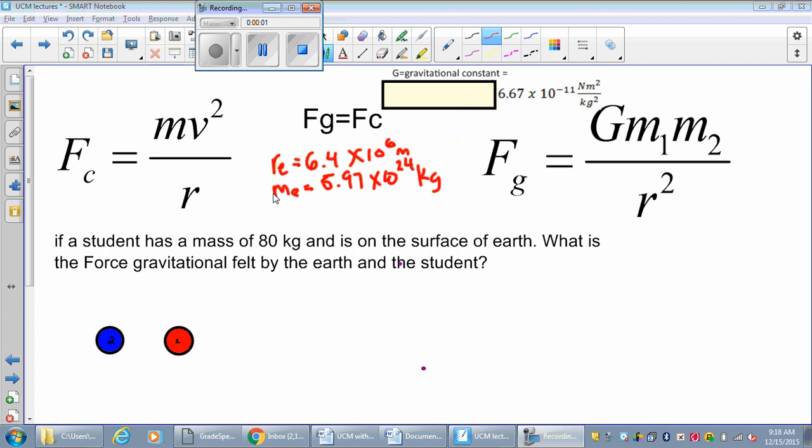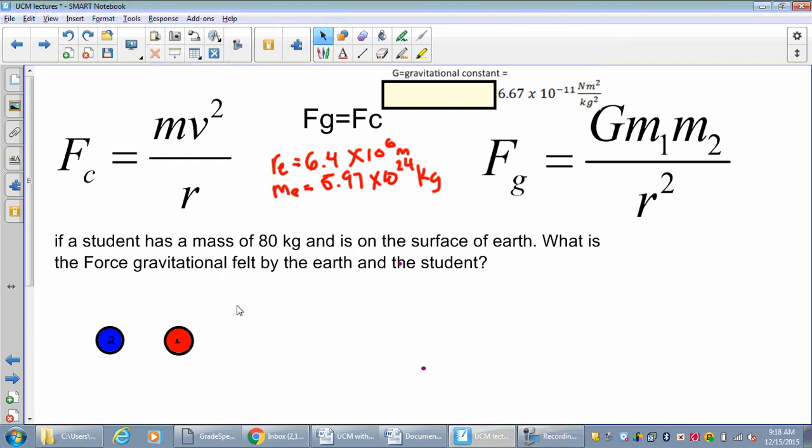Okay, this is for your assignment 66 part C. If you have a student with a mass of 80 kilograms on the surface of Earth, what is the gravitational force felt by the student and the Earth? So that's Newton's third law. You're going to feel the force on both.